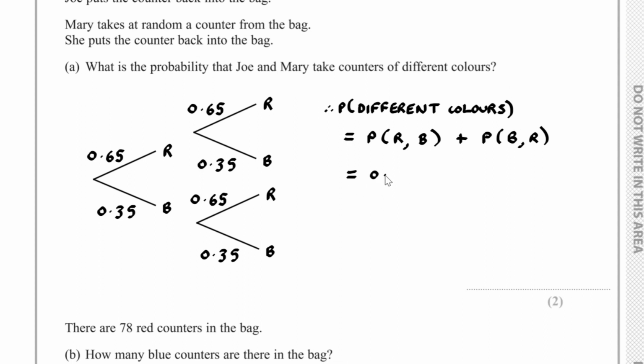So we've got 0.65 times 0.35 plus 0.35 times 0.65. And if I work out what this is, I get 0.455.